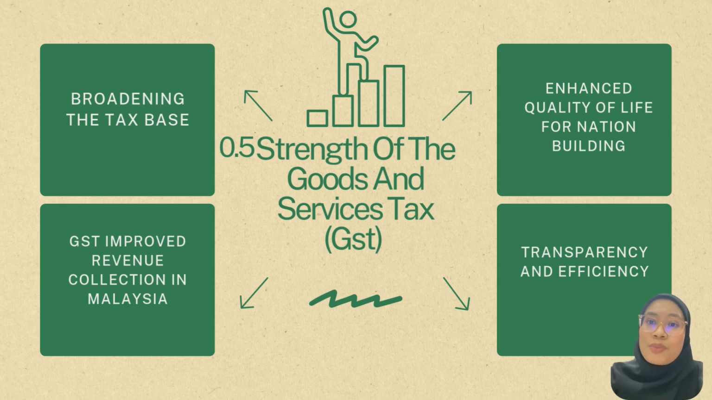The last one, transparency and efficiency. GST enhances transparency by promoting clear documentation, reducing tax evasion, and using digital systems for reporting and compliance. It improves efficiency by simplifying the tax structure, automating processes, and reducing the administrative burden on businesses and tax authorities. These features make GST an effective tool for modern tax administration, fostering a more equitable and efficient economic environment.